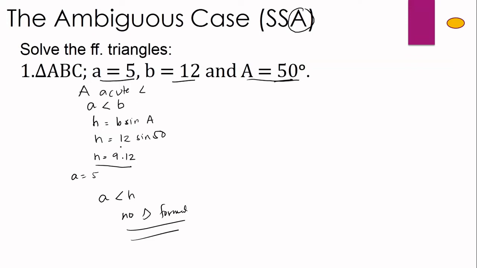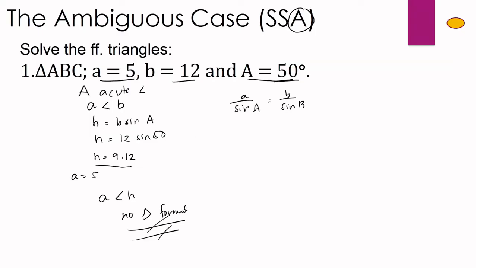Kasi, base dito sa ating SSA case, wala namang triangle na mabubuo. But if you insist to solve, halimbawa, hindi ninyo napansin na ito yung kalalabasan, nag-solve kayo. If you solve, sabi natin, we are going to use law of sine. So, we will be having a over sine A is equal to b over sine B. Yan ang gagamitin ninyo. Ipinilit ninyo pa rin na mag-solve kahit no triangle.